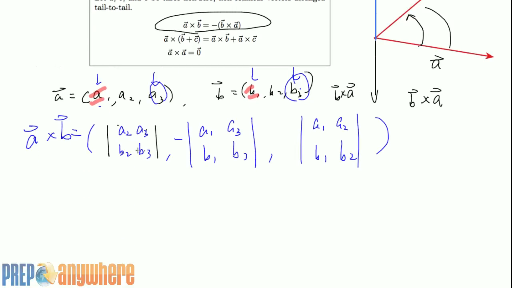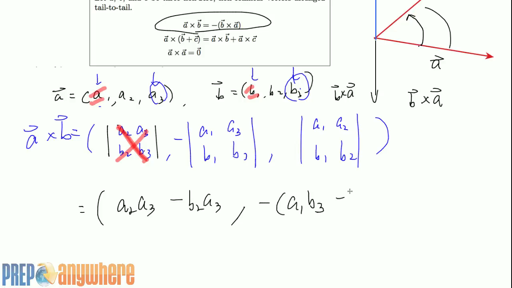Now, what does this mean? You've got to remember this. This is much easier to remember and write. What does that mean? This is what you do. You multiply these two, and then you subtract the multiplication of these two. So A2, B3 minus the other cross, B2, A3. Next, negative, A1, B3 minus B1, A3. Lastly, A1, B2 minus A2, B1.